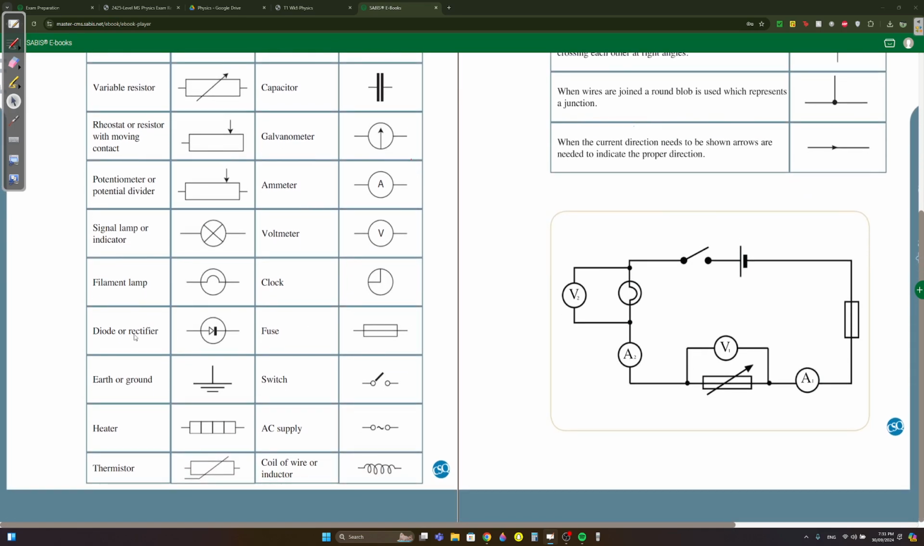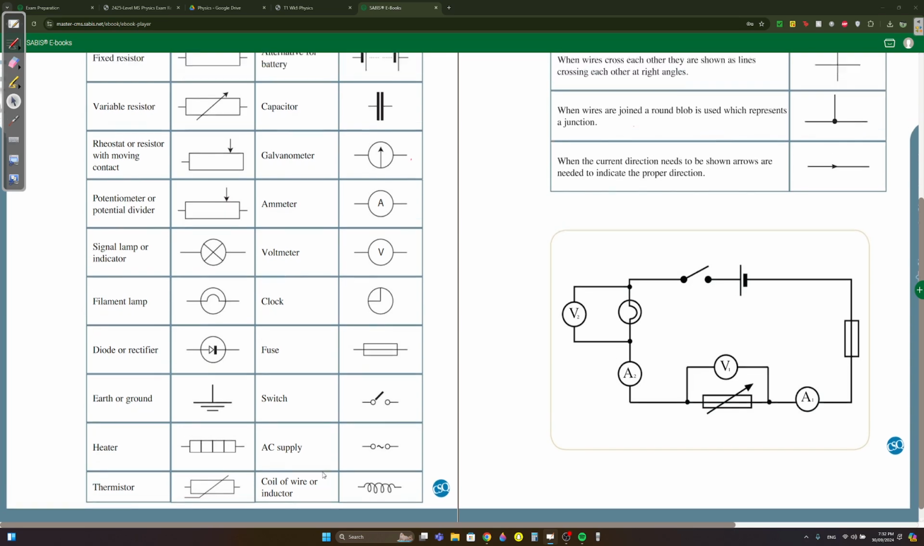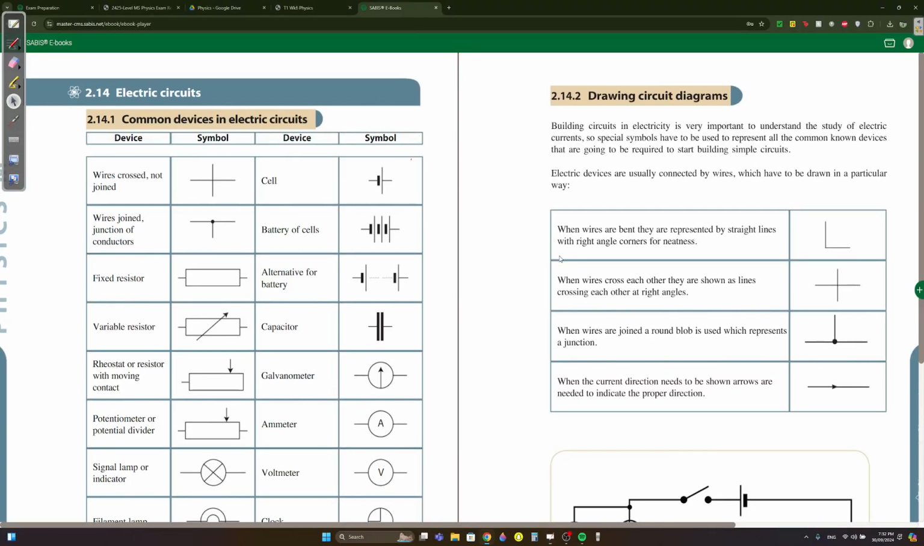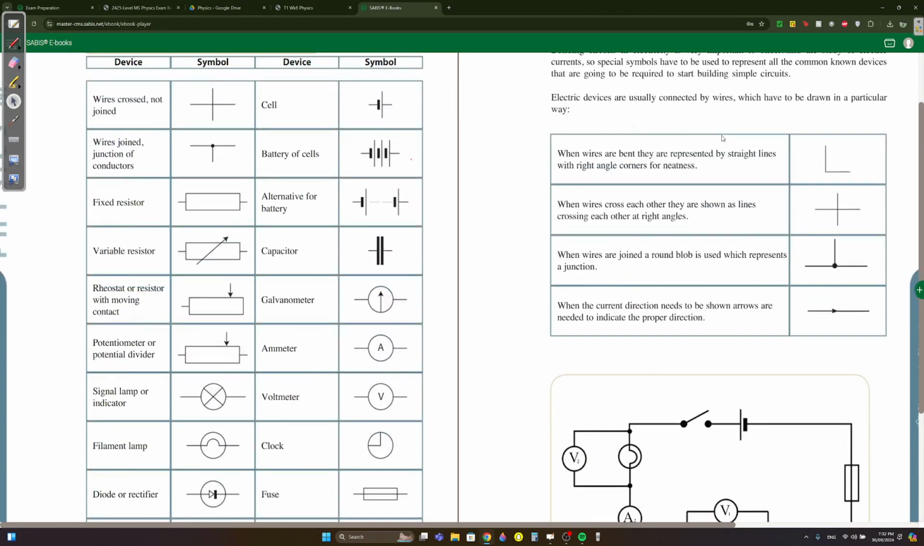This is a diode or a rectifier. This is a fuse. This shows that you're earthing or grounding. This is a switch, a keyed switch. This is a heater. This is an AC supply. This is a thermistor, and the coil of wire or inductor. These are very important because they might ask this in the computer.